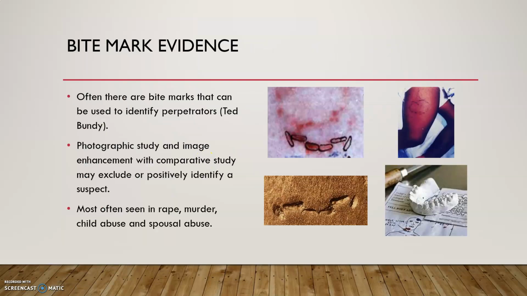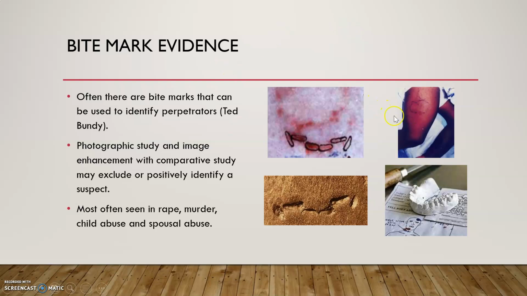So in terms of bite mark evidence, bite marks can be used to identify perpetrators. Definitely Ted Bundy fell victim to this. You're going to look at a photographic study, and you're definitely going to enhance the image to try and compare to see if you can exclude or identify a suspect. Typically, bite mark evidence is usually seen in rape, murder, child abuse, spousal abuse. Usually, these are crimes that happen up close and personal.